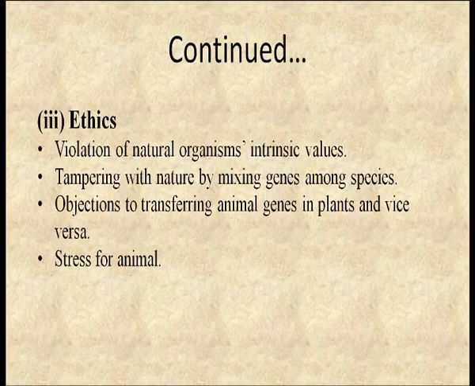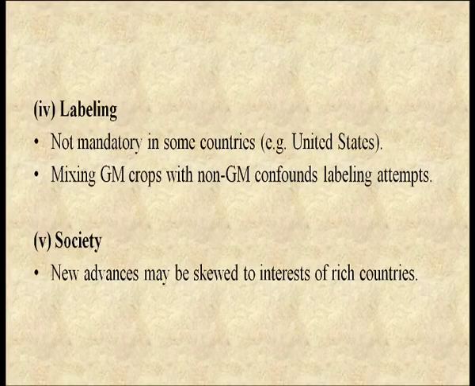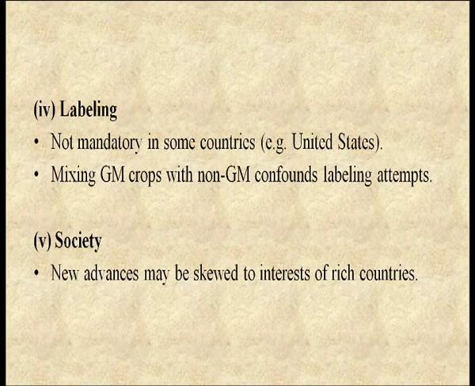Now, next is ethics. Violation of natural organisms' intrinsic values, tampering with nature by mixing genes among species, objections to transferring animal genes in plants and vice versa, stress for animals. Labeling is not mandatory in some countries, for example, the United States, and mixing GM crops with non-GM confounds labeling attempts. For society, new advances may be skewed to interests of rich countries.